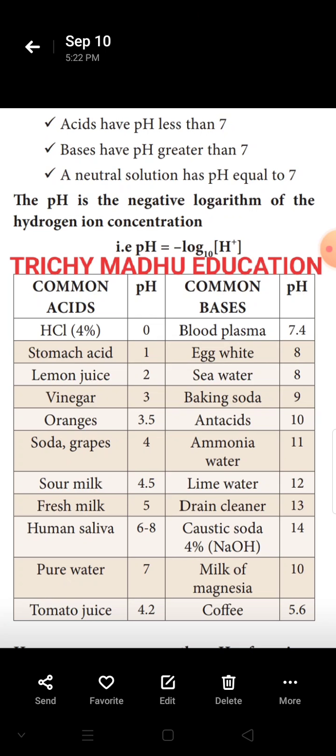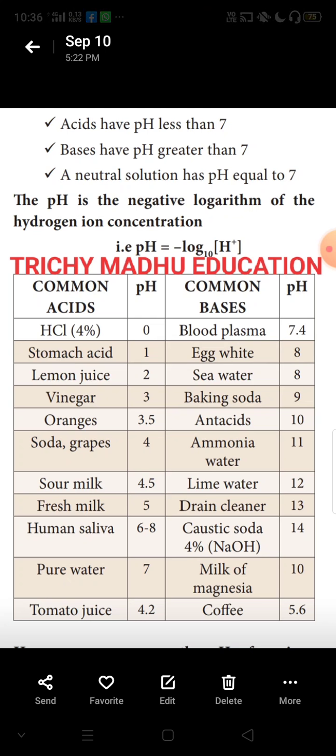4%, that is pH 0, stomach acid 1, lemon juice 2, vinegar 3, oranges 3.5, soda and grapes 4, sour milk 4.5, fresh milk 5, human saliva 6 to 8, pure water 7, tomato juice 4.2. So these are some pH levels of common acids.